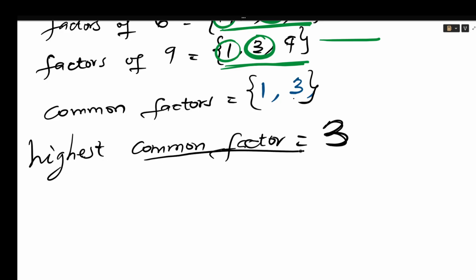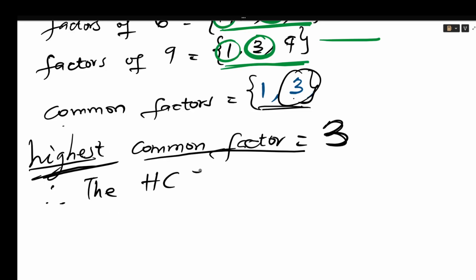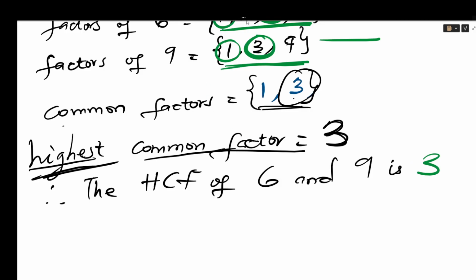Out of those common factors, and these are the common factors, 1 and 3, the highest is what? Is 3. So therefore, the HCF, or the highest common factor, of 6 and 9 is 3. The highest common factor of 6 and 9 is 3. I believe this is clear.